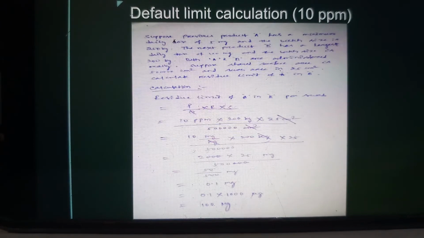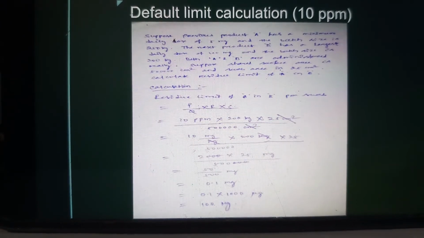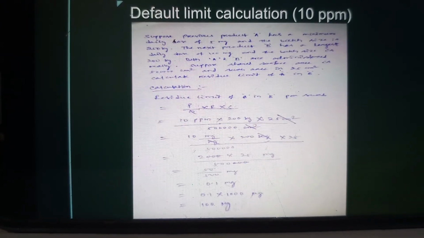So there is an example given. Suppose previous product A has a minimum daily dose of 5 mg and the base size is 250 kg. The next product B has the largest daily dose of 100 mg and base size is 200 kg. Both A and B are administered orally. Suppose shared surface area is 5 lakh centimeter square and the swab area is 25 centimeter square. So calculate the residue limit of A and B.